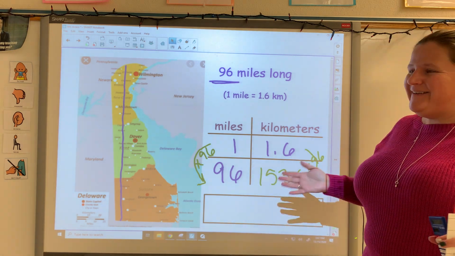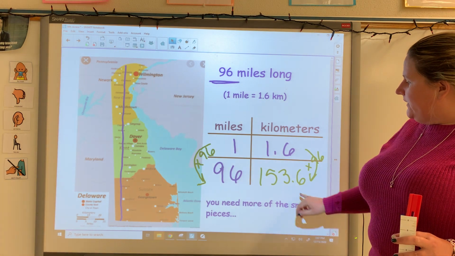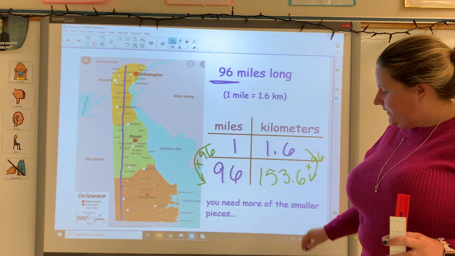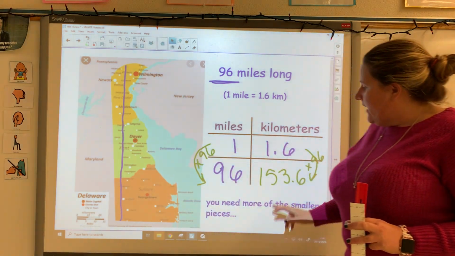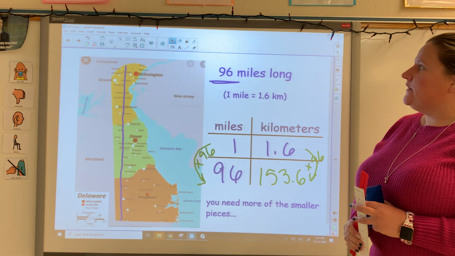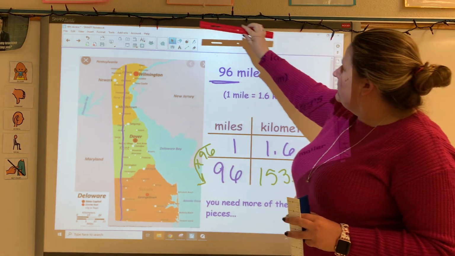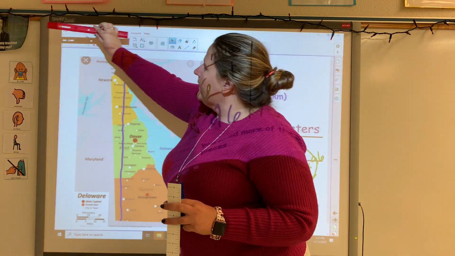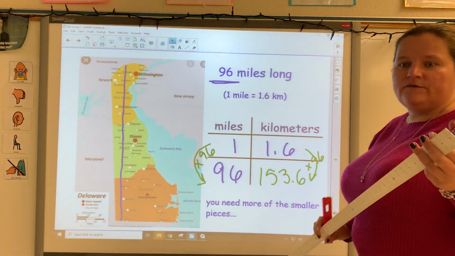I can use this information to figure out which unit is smaller by thinking, okay, we need more of these kilometer pieces. So if I'm measuring in kilometers, I need more of them to go the same distance, so that means it's smaller. It's like if I were to measure my board, I would need 1, 2, 3, 4, about 4.5 of my feet.